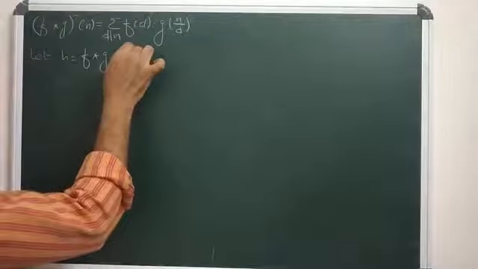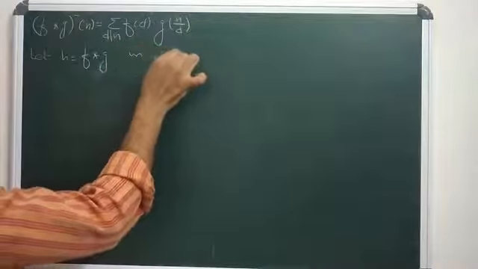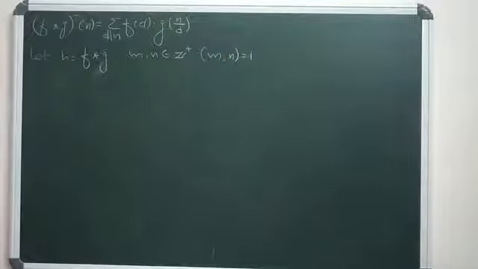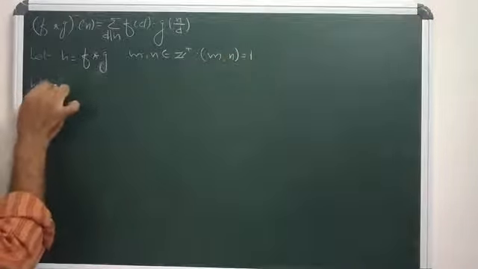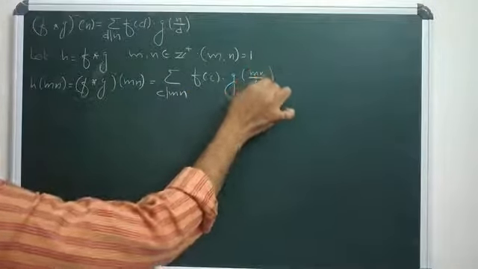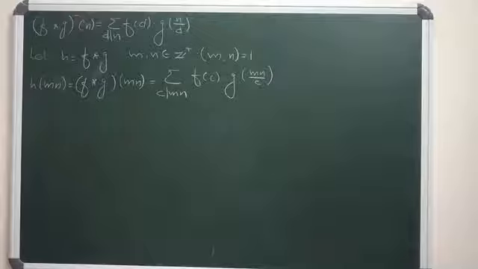Then you can choose any two m and n that are relatively prime. Now consider f star g of mn, or h of mn. What is h of mn? h of mn equals f star g of mn. By definition, it equals the sum over c dividing mn of f of c times g of mn by c. Instead of d, here it is c.